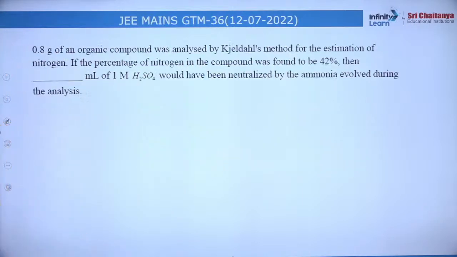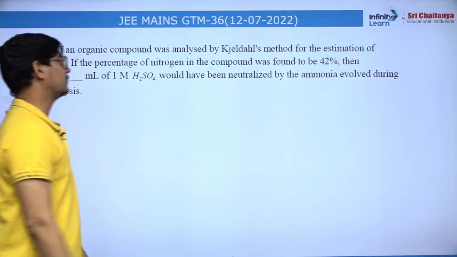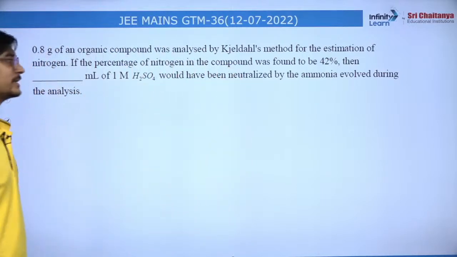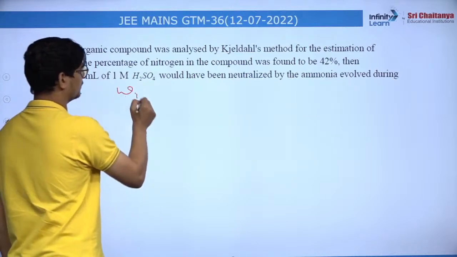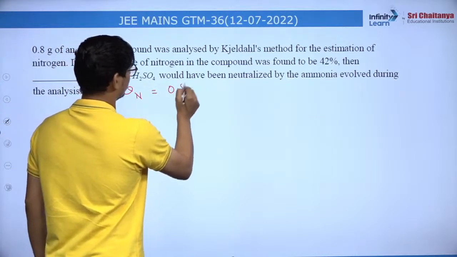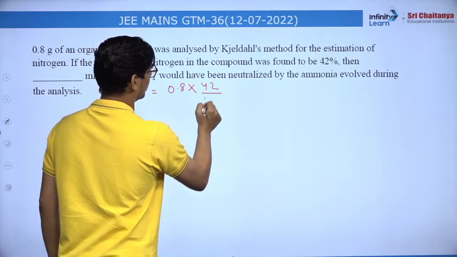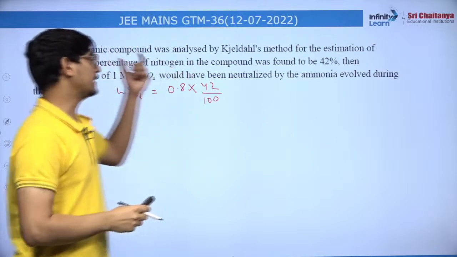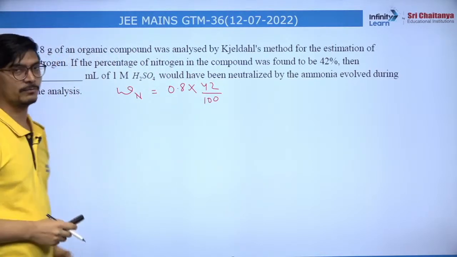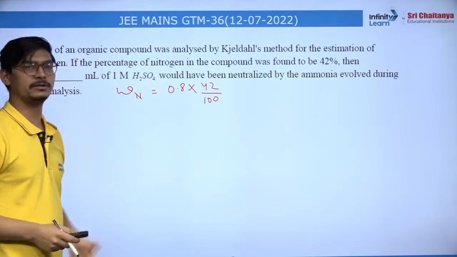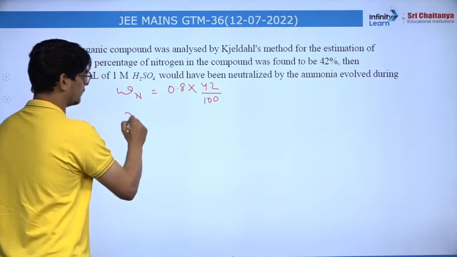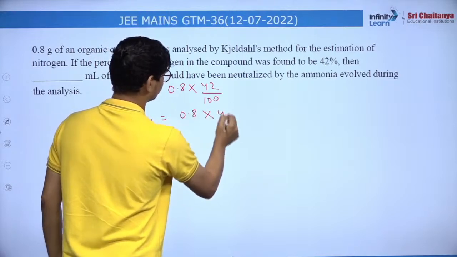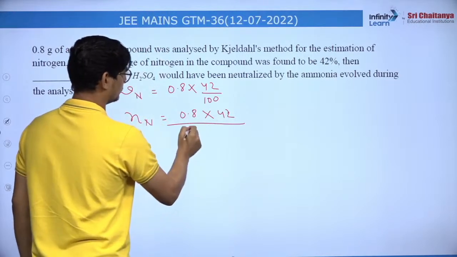Alright. Then 0.8 gram of an organic compound was analyzed by Kjeldahl's method for the estimation of nitrogen. The percentage of nitrogen is 42. So let's see, the mass of nitrogen would be 0.8 multiplied by 42 by 100, right? Because the percentage of nitrogen is 42%, and if the mass of the compound sample is 0.8, what is the mass of nitrogen? 0.8 into 42 by 100. Okay? For the number of moles of nitrogen, you divide it by the molar mass of nitrogen, which is 14. Right, we are talking about the nitrogen atom.